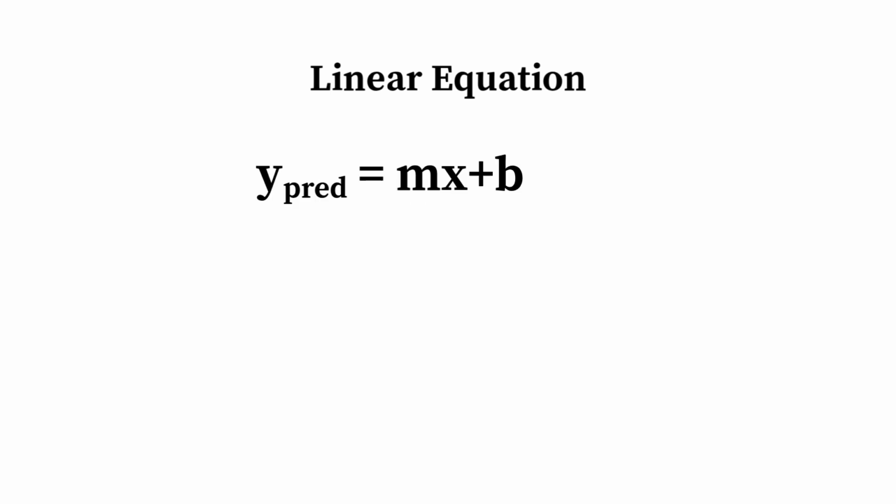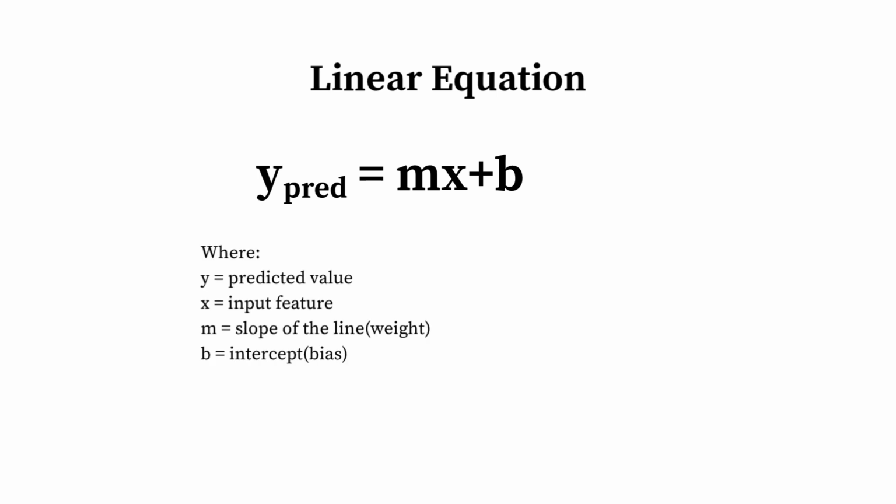This is the linear equation used to determine the line of best fit: y equals mx plus b, where y is the predicted value and x is the input feature, m is the slope of the line or weight, b is the intercept or bias. In this video, you can see in some places y pred and somewhere you can see y cap. So both are explaining the same thing.